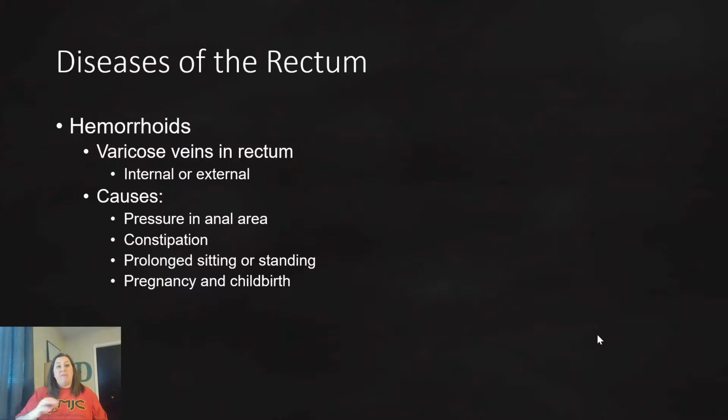All right, moving down even further, we're moving towards the outside of the body, and we're going to get to the diseases of the rectum. One of the main diseases of the rectum is what we look at for hemorrhoids. Hemorrhoids, guys, are varicose veins in the rectum. Now, remember, varicose veins are when the veins are going to bulge.